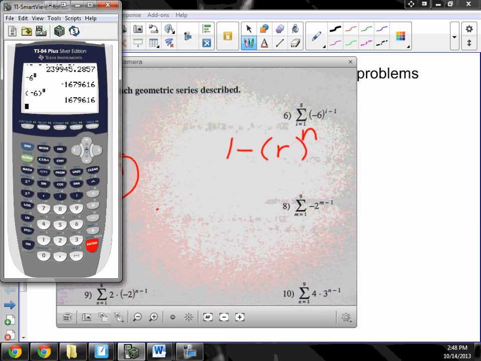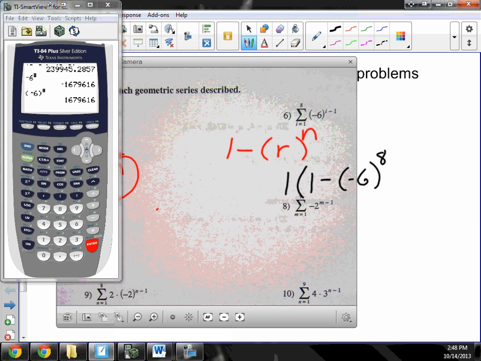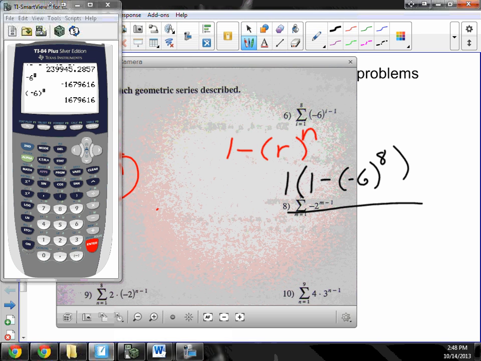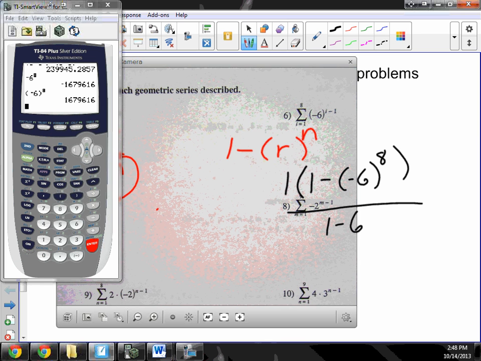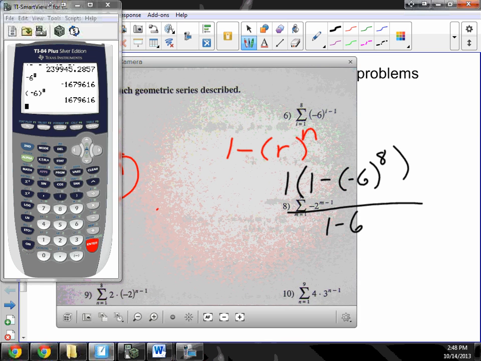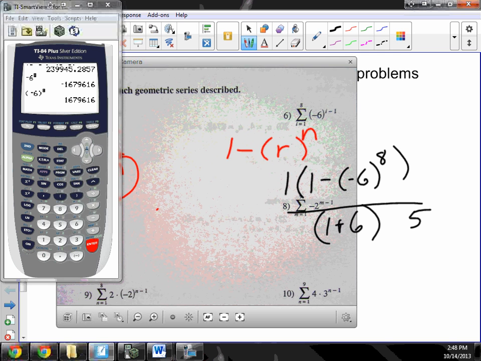So 1 times 1 minus negative 6 to the 8th over, do I need to split it up on the bottom? No, because it's just going to be 1 minus negative 6. So we don't need to split that up, so we're going to divide by 5. Thank you, plus 6.